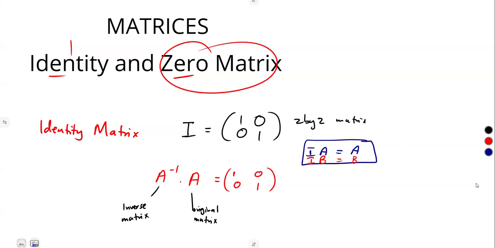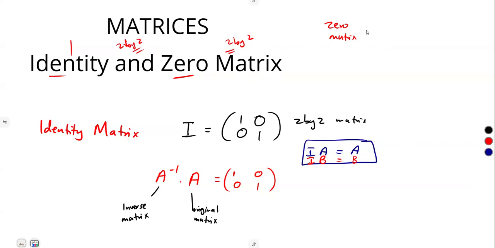Then the zero matrix also has special properties. It is just a matrix with zeros. If we are considering a 2 by 2 matrix, a zero matrix is simply 0, 0, 0, 0. They are just zeros. If it is a 3 by 3, it is 0, 0, 0 and so on like that. But for our syllabus, you're just going to consider a 2 by 2 matrix.